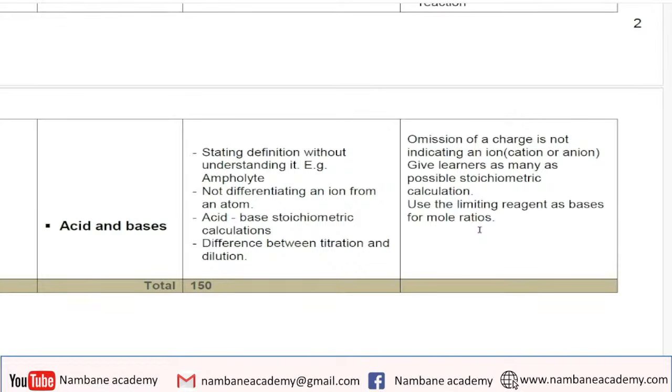But acid-base calculations, they are there. We needed to show you all these things. And I think that will be it from my side.